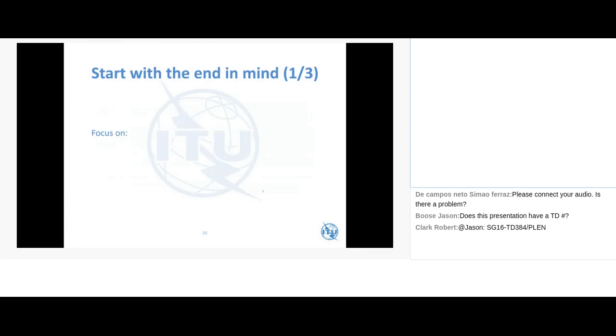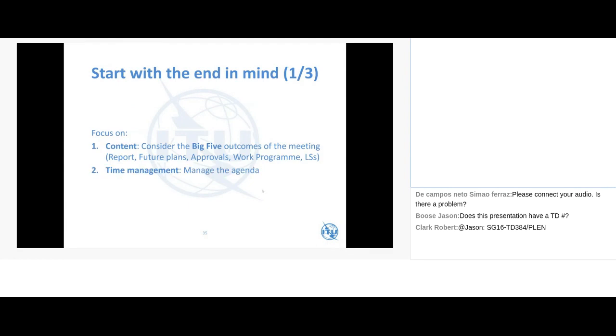We mentioned earlier that one of the roles of the chairs and more generally for the leadership team is to start with the end in mind. So with that in mind, before the meeting, we should focus on, first of all, the content. We mentioned the big 5 outcomes: the reports, future plans, documents for approval, updates to the work program, and liaison statements. So going into the study group meeting, we know that these will be the big outcomes. So what can we do in advance and during the meeting to best serve those? That's content. The second thing is time management. And I think this is particularly critical when you have a fully virtual meeting working to a very tight time schedule. So it's important to manage the sequence of events and to then manage the time effectively.